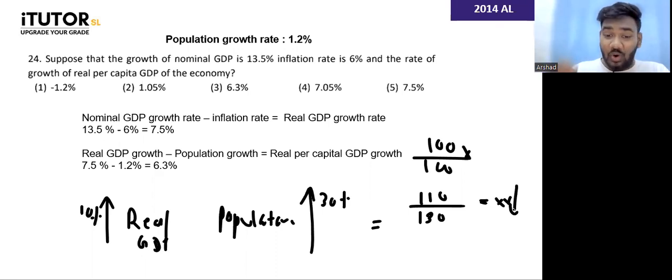So if you want to find your real per capita GDP, you have to remove the population effect. That's why the real GDP grows by 7.5%, and the population has also grown by 1.2. So that means the real per capita GDP has grown by only 6.3. That's why we deduct it.